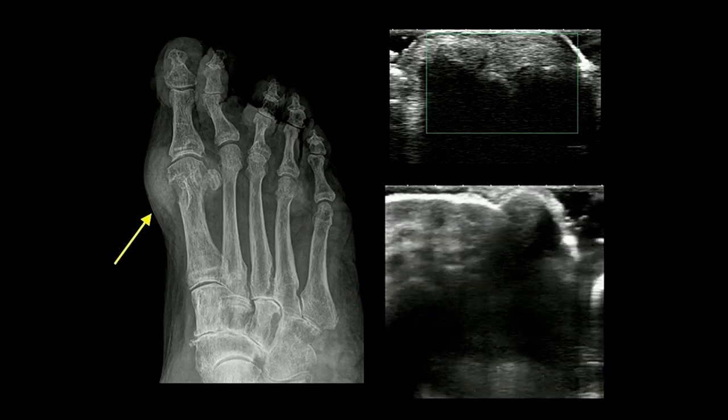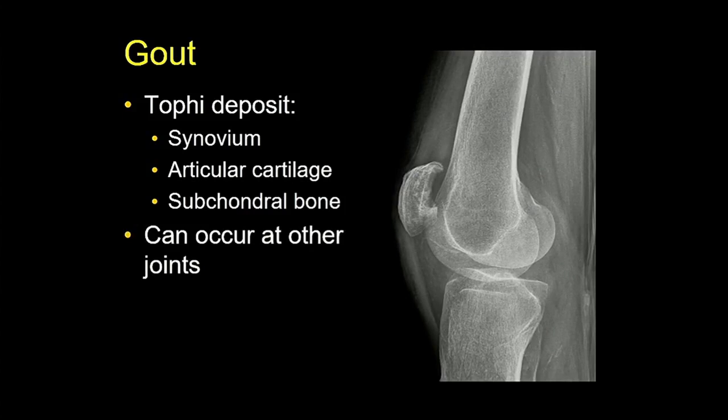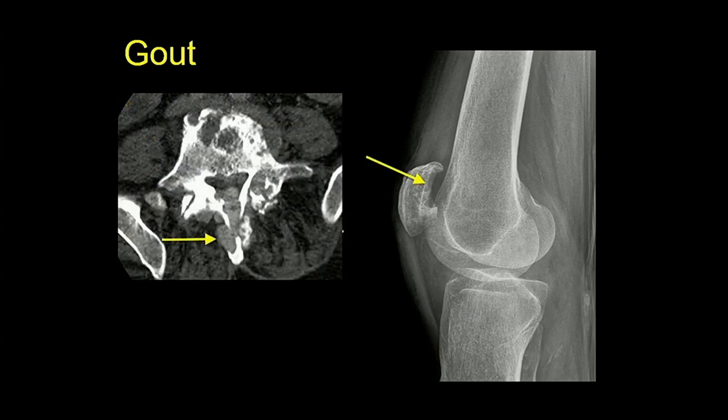So that's where you want to ask for plain film correlation. These tophi deposit in the synovium, articular cartilage, and then the subchondral bone, and they could occur in other sites, not just that first MTP. And here's one in the knee, characteristic erosion, but not a common location. And here are tophi in the spine, also causing those erosions, and you can see the dense soft tissue.